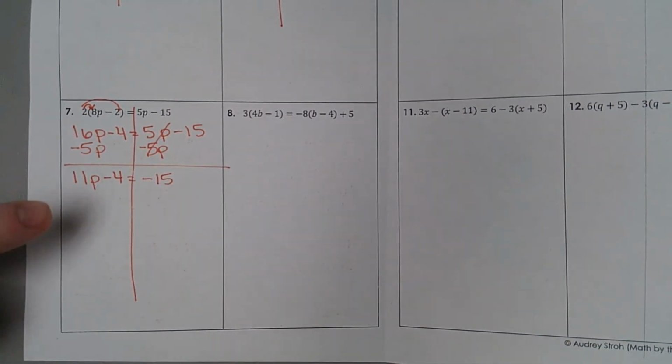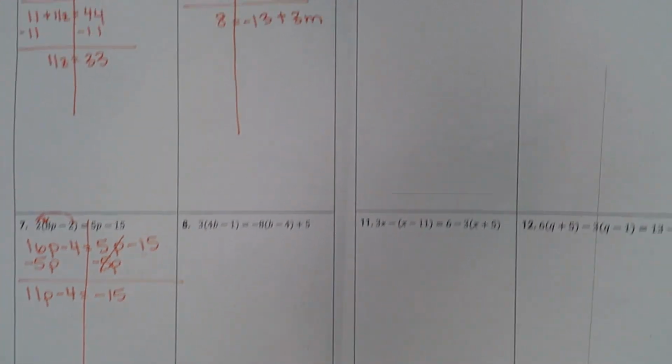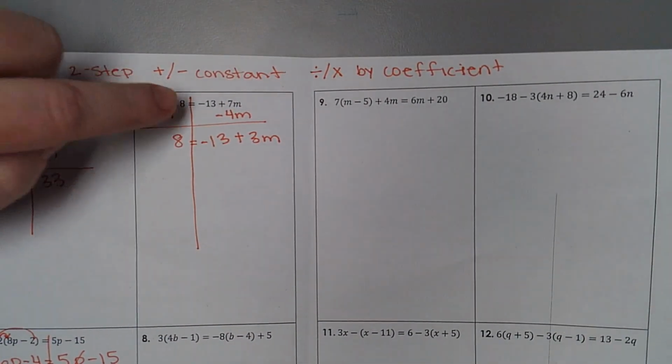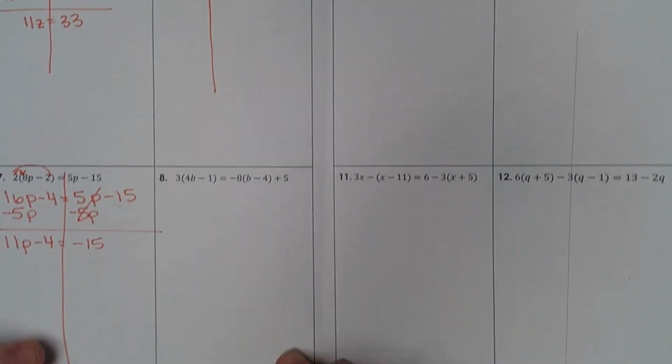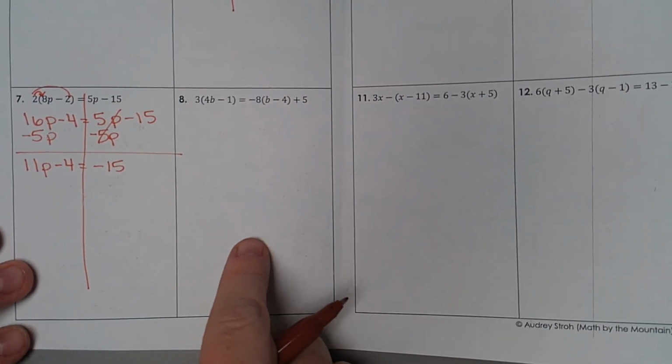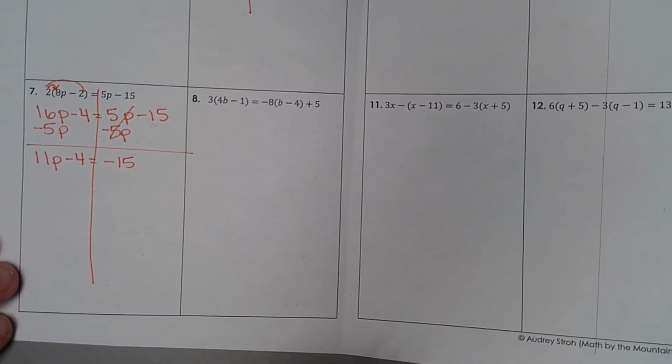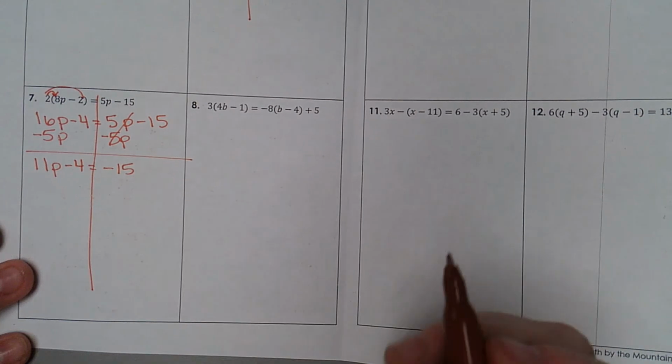Two-step problem. Remember, for a two-step, you add or subtract the constant and then multiply or divide the coefficient to get rid of them. Number 8, you have a couple of multiplying because you have parentheses and parentheses.